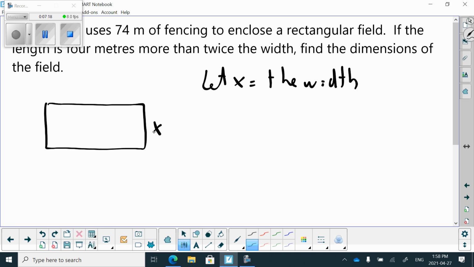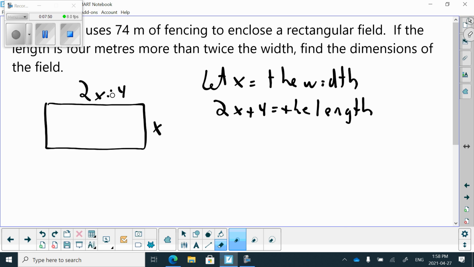Well, what do you do? Because here it says twice the width, what would that be? But it also says 4 more than twice the width, so there you go. Plus 4 is equal to? What's that piece? Yes. 2x plus 4 is the length.